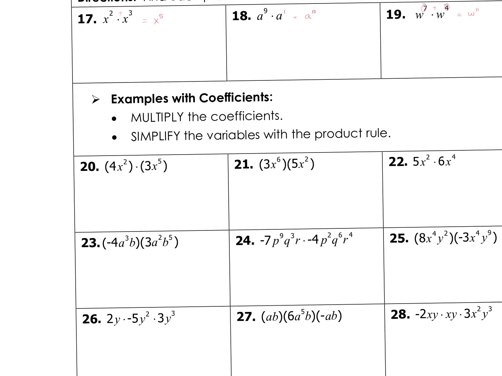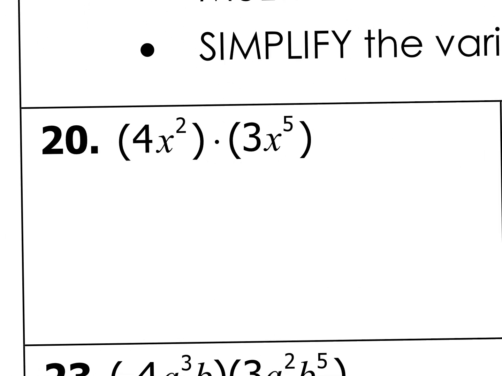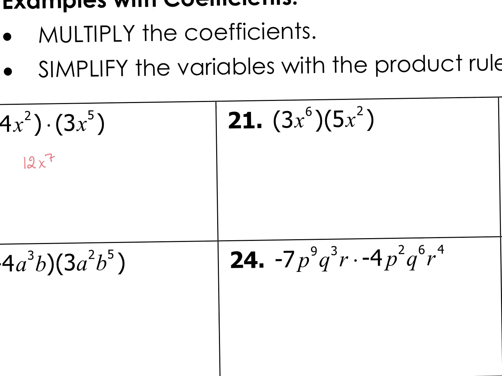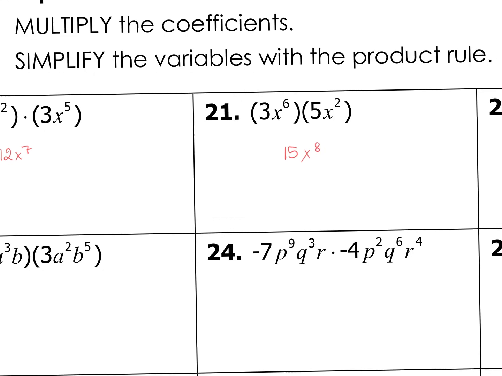All right, if you see the coefficient, we're going to multiply the coefficients and simplify the variable with the product rule. So for number 20, we multiply 4 and 3 because they are the coefficients, which is 12, and x to the 7. We add the exponents. We multiply the coefficients, we add the exponents, and we keep the base the same. 21, 3 times 5, 15. X to the 8. We add them up, we're not multiplying.